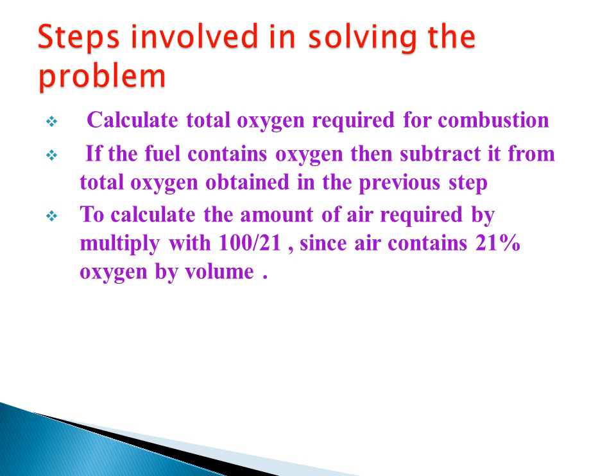The fourth step, we will calculate the total amount. You have calculated oxygen for each constituent. You just add them up. You will get the total oxygen which is required for combustion. Now, if the fuel itself contains oxygen, then that is to be subtracted from the total oxygen. And after that, to calculate the minimum amount of air, you multiply whatever oxygen is there with 100 into 21, because air contains 21% oxygen by volume. Now, all these steps are demonstrated in the next slide.